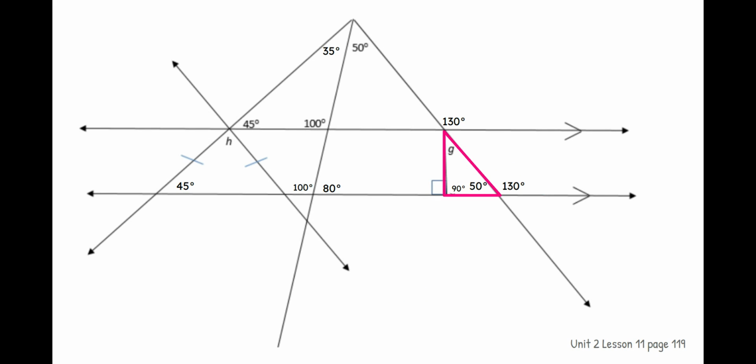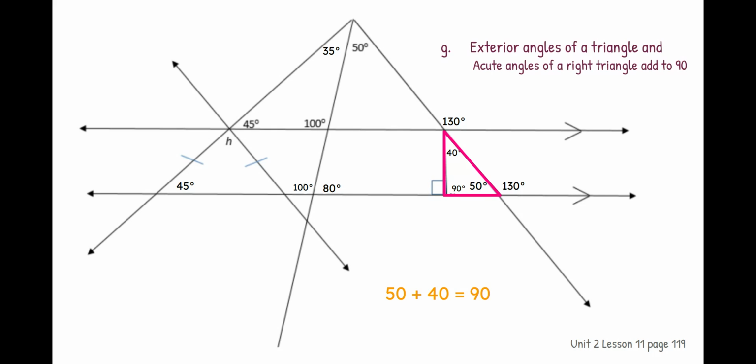Now we have a right triangle, and we know that the acute angles of a right triangle add up to 90. So G must be 40 degrees. In the reason column, we used two angle relationships. Exterior angles and acute angles of a right triangle add to 90. Make sure you write both of those down.